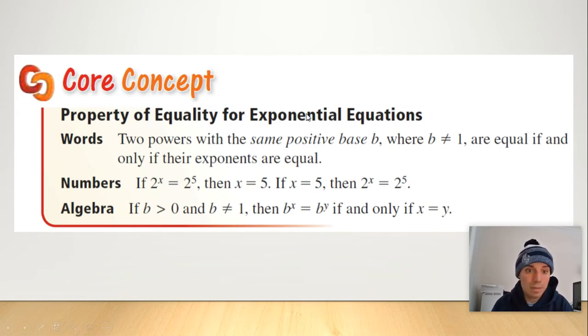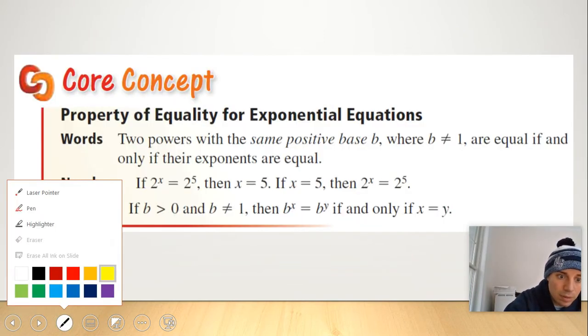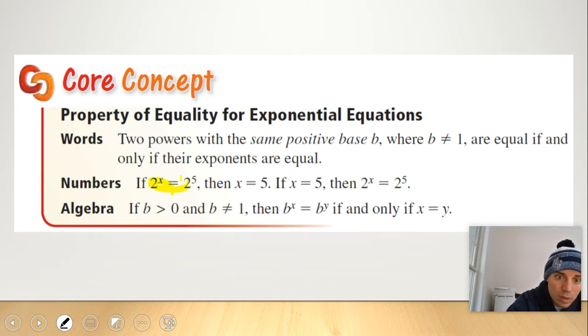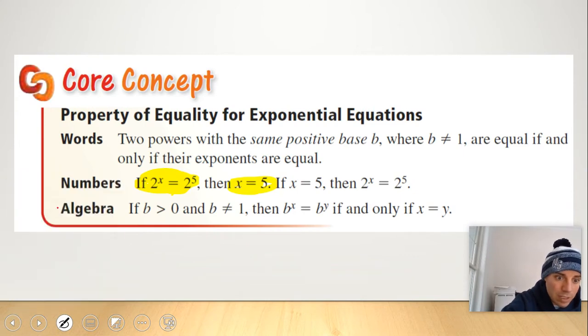When we're solving exponential equations, we want to have the two bases equal to one another. If we look right in here, we can see that if 2 to the x is equal to 2 to the fifth, then x is equal to 5. So what we're doing is setting the exponents equal to one another and solving.